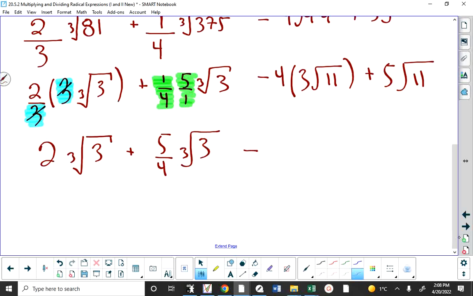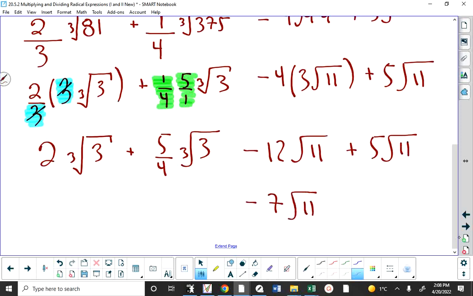And then we have minus 12 root 11 plus 5 root 11. So this last part is minus 7 root 11 because we have negative 12 of them and we're adding 5. Negative 12 plus 5 is negative 7. I suppose what we could do here is add these first 2 terms together using a common denominator.